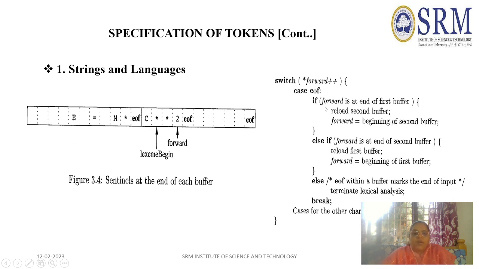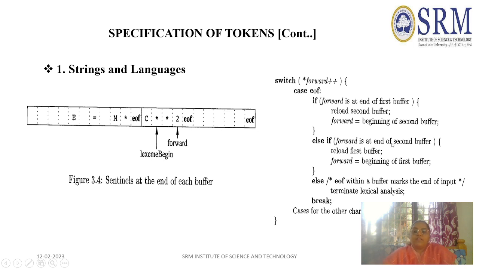So if the forward pointer is at the end of the first buffer, the first half of the buffer, then it reloads the second half of the buffer, and the forward pointer will move to the beginning of the buffer, right? Let me consider the lexeme is here. And if it is not at the end of the first buffer, what does it mean? It may be in between, or it may be at the end of the second buffer, anywhere. So now we are going to check the second option.